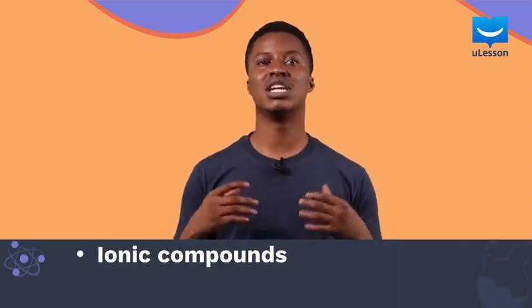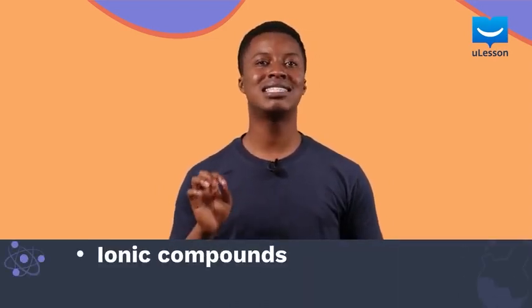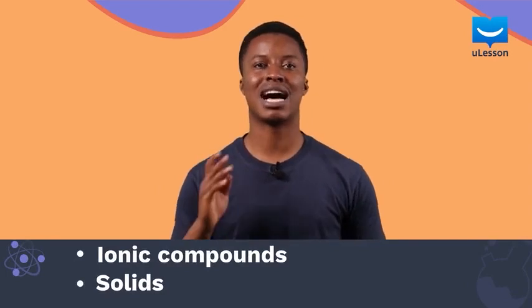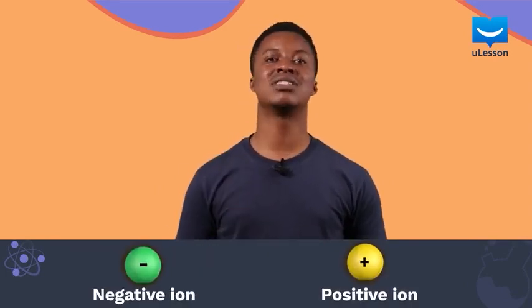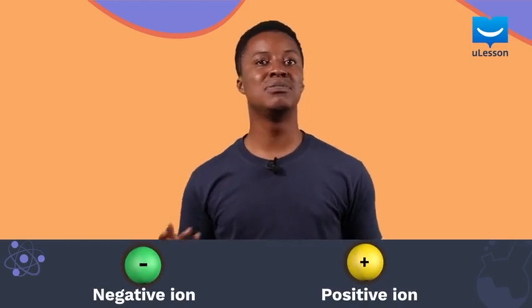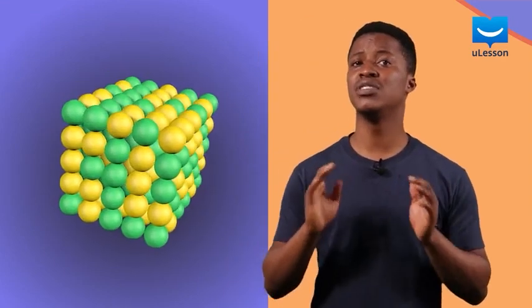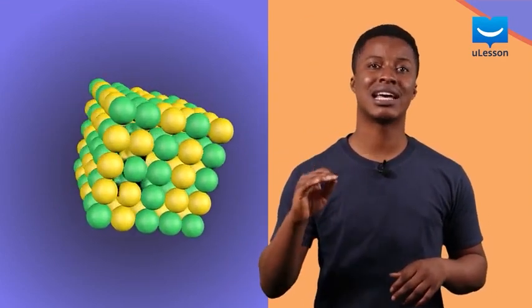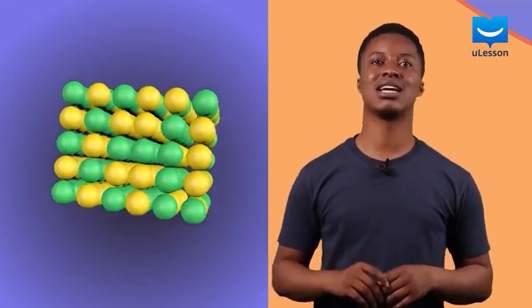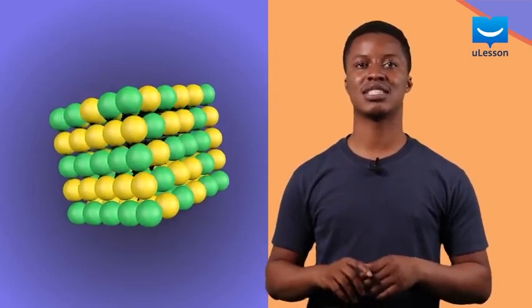Now let's talk a little about the general properties of salts. Salts are ionic or electrovalent compounds and they exist mainly as solids at room temperature. They are made up of negatively charged ions and positively charged ions, which may be metallic ions or ammonium ions. Now, due to the strong force of attraction between these ions, they are held together and arranged in an orderly pattern to form crystal lattices.